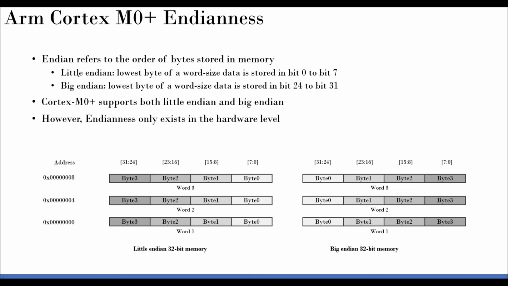If the processor is following little endian, this means the lowest byte of a word-size data is stored in bit 0 to bit 7. So if we have a 32-bit data, it will be composed of 4 into 8 bits, 4 locations it takes, and the lowest byte will be stored in bit 0 to bit 7. That is the concept. Most significant byte and least significant byte, that's the confusion that we are having.